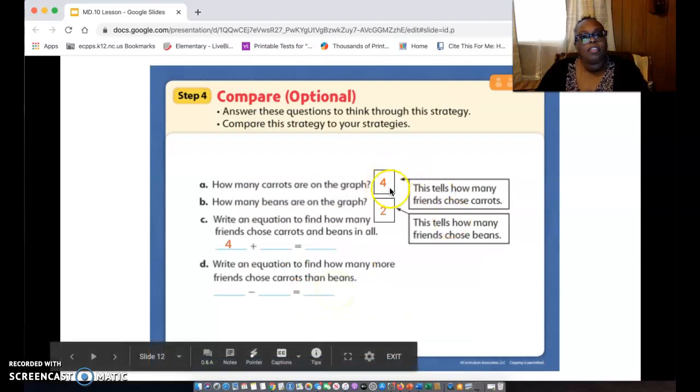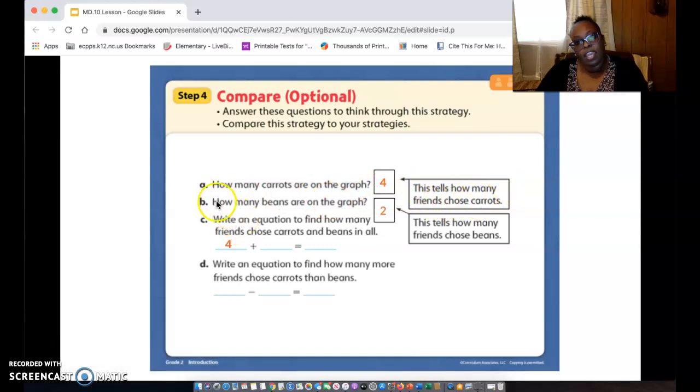Now, this right here, part A, tells us how many friends choose carrots. And part B tells us how many friends choose beans. So next, we want to write an equation to find how many friends chose carrots and beans in all. So we know we have 4 and 2. In all, remember, in all means add. And we know 4 plus 2 is 6.